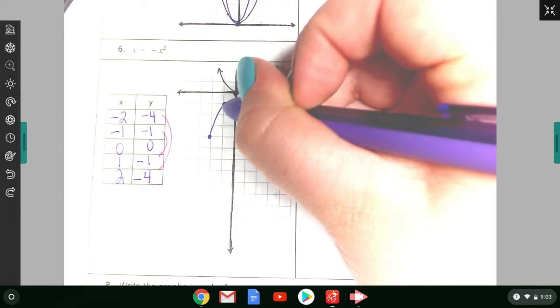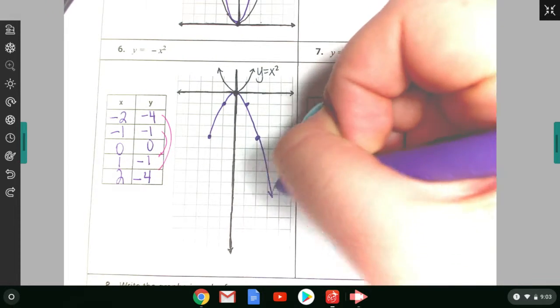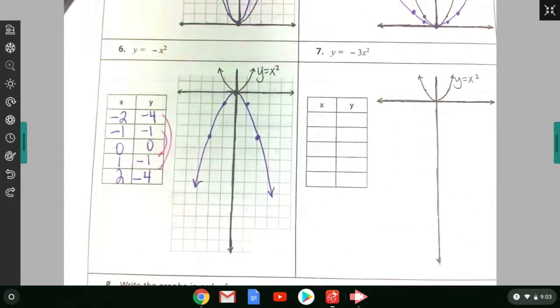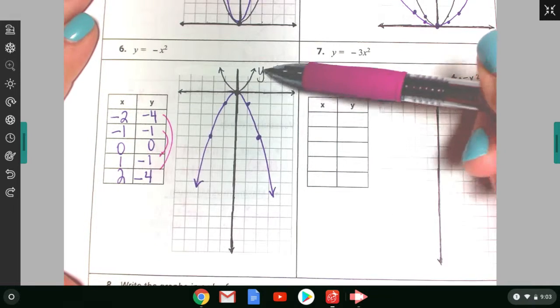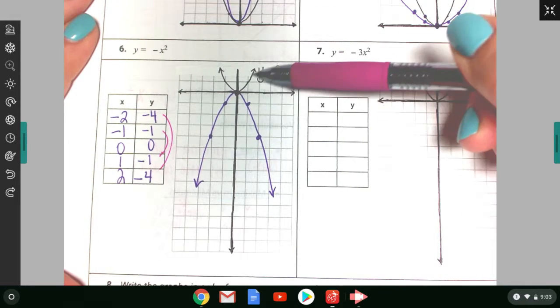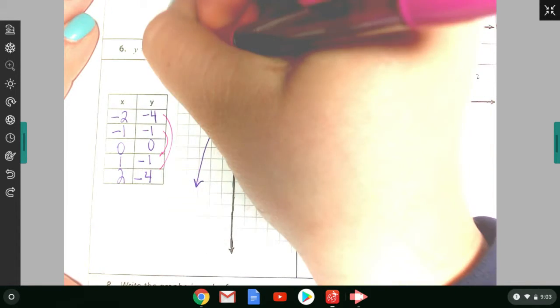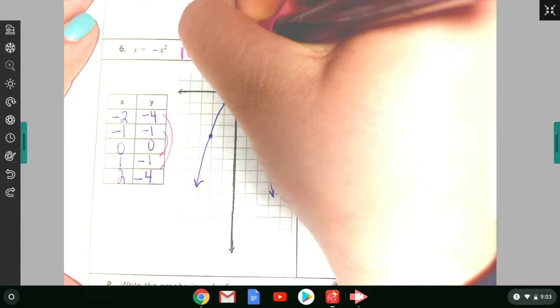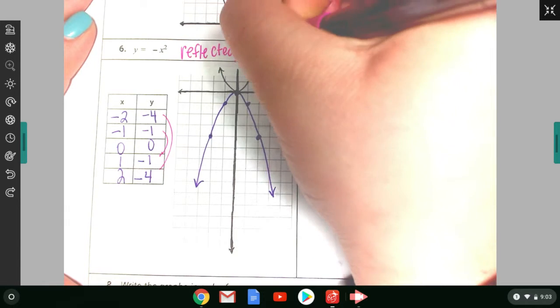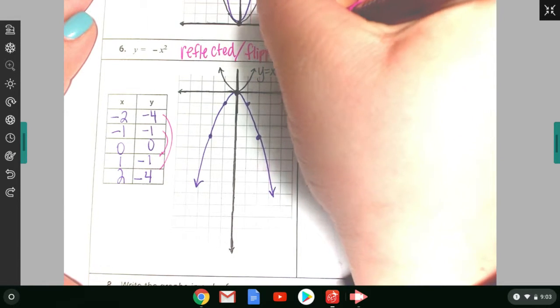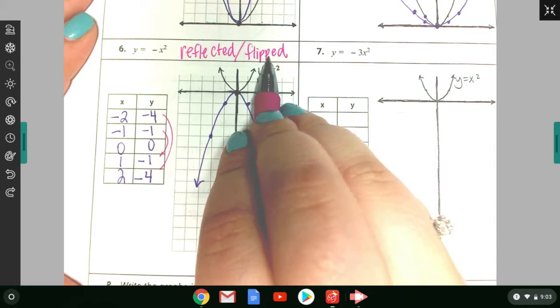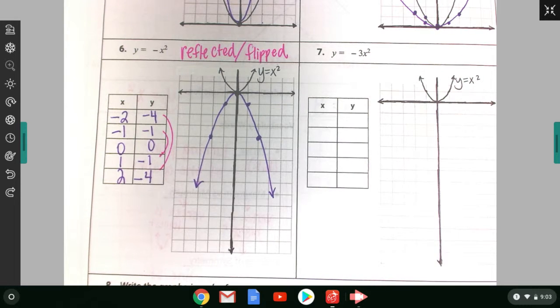So let's see what happened. This one got reflected from here's our top one. Notice it keeps going on and up, and it got flipped. So it got reflected or flipped. That's the mathy way to say it. That's the other way to say it.